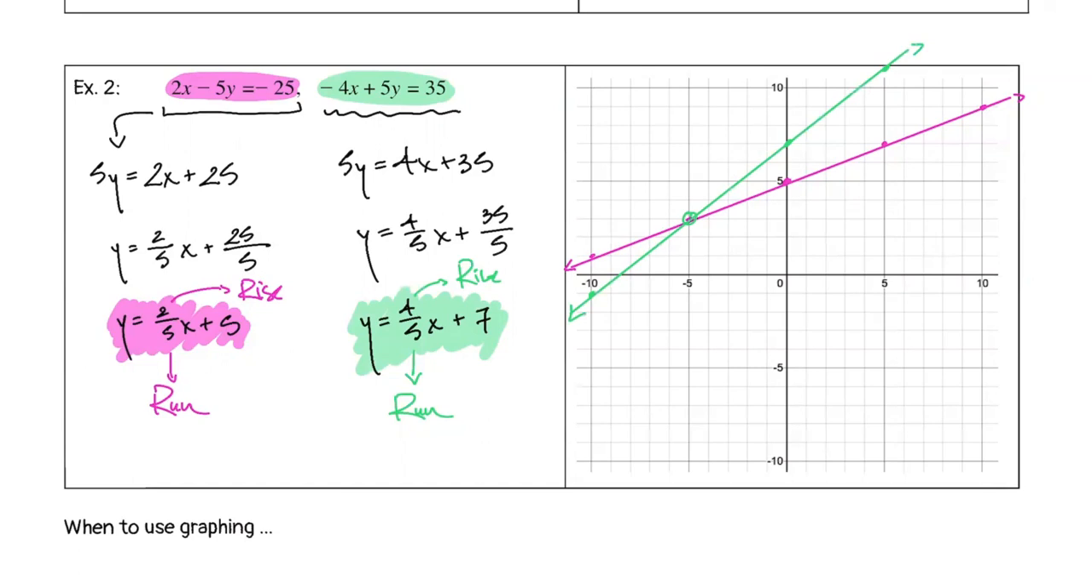And this is all fine and good. We've graphed it, but we have not yet identified our solution. What is our solution? It's the point -5, comma, what is that, 3? Yeah, I think so. So our solution is the point -5, comma 3. Okay.